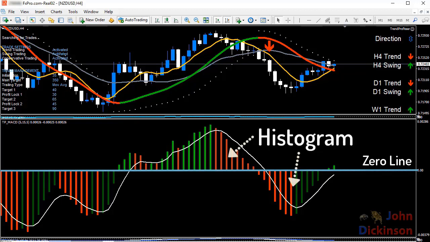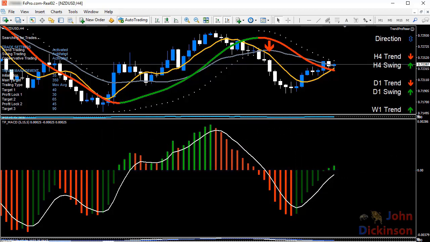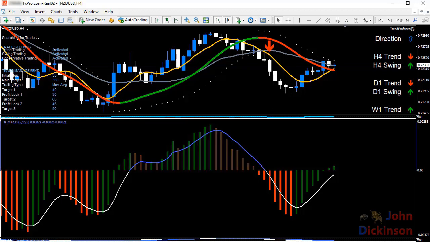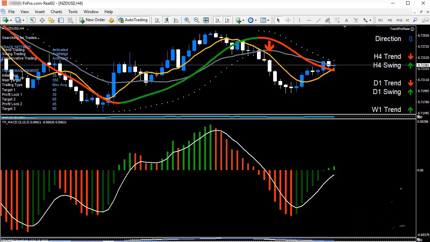The histogram is the group of green and red bars that represent price and their nature relative to the average. The signal line is another representation of average price. When the histogram bars are below the zero line, the price is under pressure and potentially falling. When the histogram bars are above the zero line, the price is supported and potentially rising. Red histogram bars below the zero line represent a move down, contrary to price being supported. Green histogram bars above the zero line represent a move up, contrary to price being under pressure.